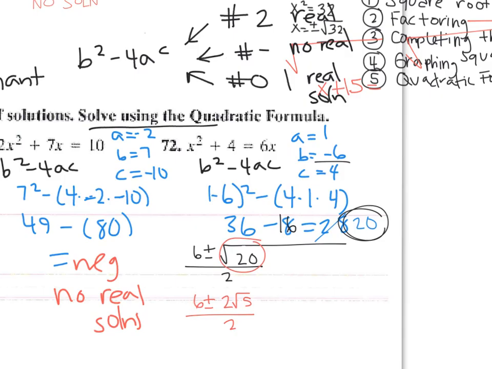Now same thing, you can divide both of these by 2. So 6 divided by 2 is 3. And then 2 divided by 2 cancels out. We still have that root 5. So this is a parabola that crosses the x-axis twice. So it has two real solutions. And my solutions are irrational, 3 plus or minus root 5.